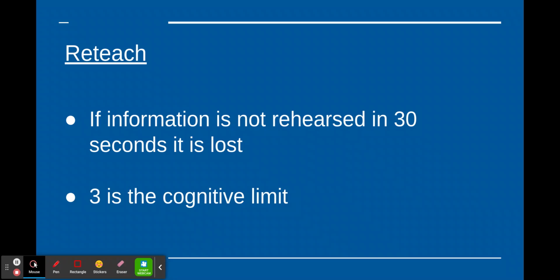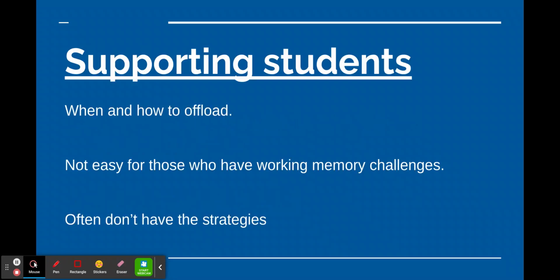And 3 is the cognitive limit. We know from research that it's 3 to 4, but really we'd say 3 is the cognitive limit. Generally when we do 4, we can't remember the 4th. So if you've just done 3 terms or 3 calculations or 3 pieces of legislation or 3 examples, pause. Just pause and let them engage with that information on things like whiteboards. 3 is the cognitive limit and 30 seconds. It has to be rehearsed within 30 seconds.